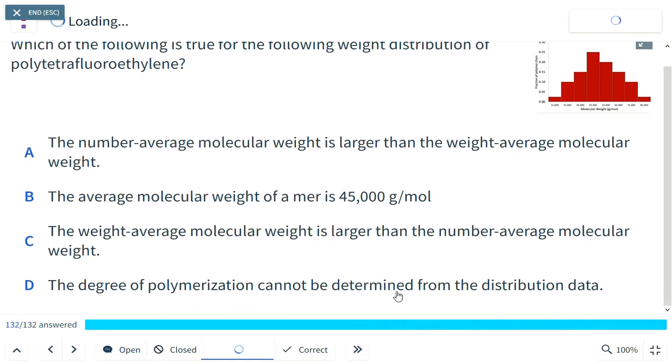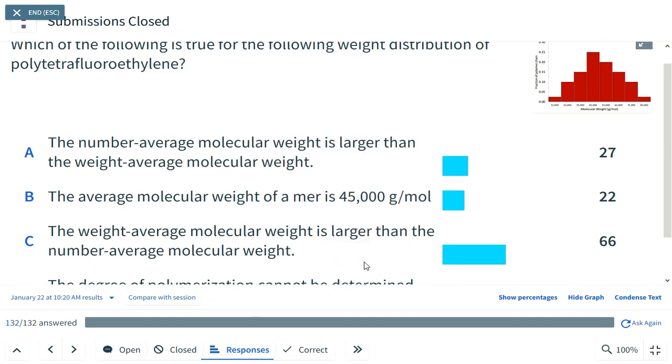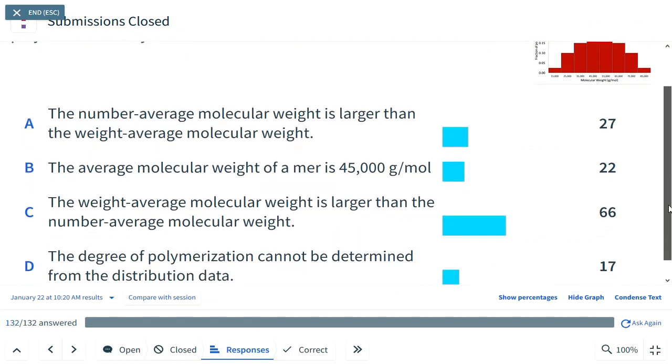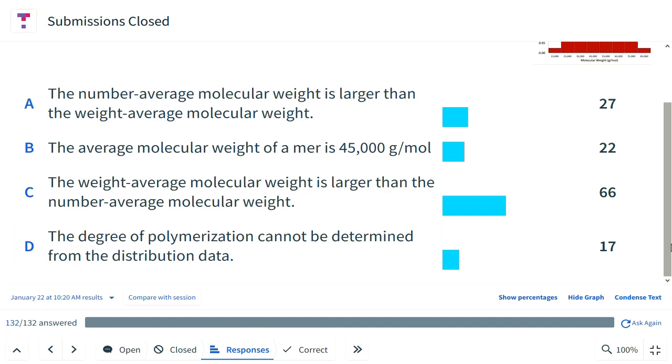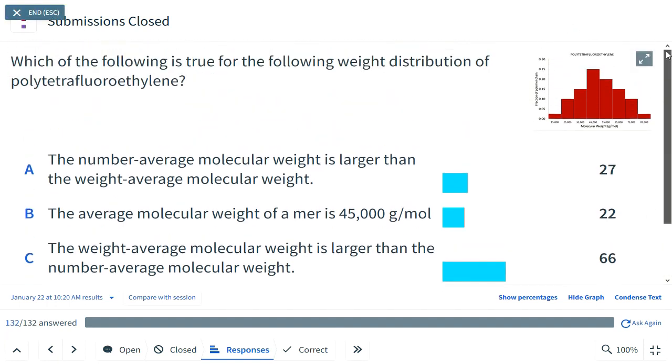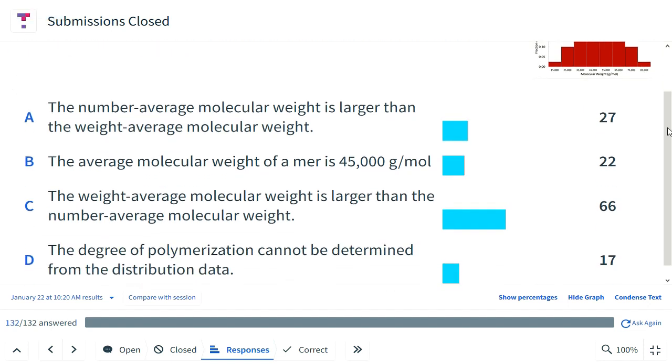Okay, let's look at your responses. The majority of you say that from the data given here with the weight distribution of PTFE, a polymer, the weight average molecular weight is larger than the number average molecular weight.